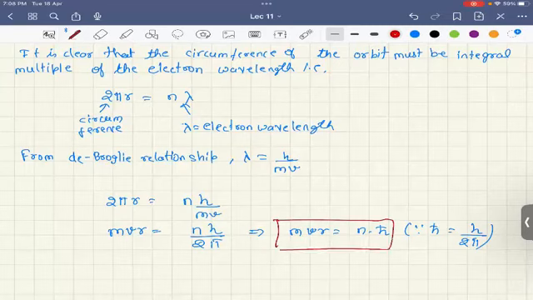What can we draw from this expression? The angular momentum of an electron should be an integral multiple of h by 2 pi, right? In other words, the angular momentum is quantized. This is the same as Bohr's condition for quantization of angular momentum, right?